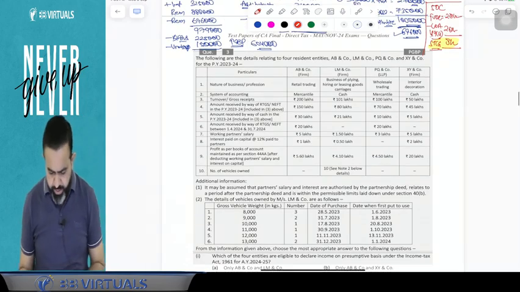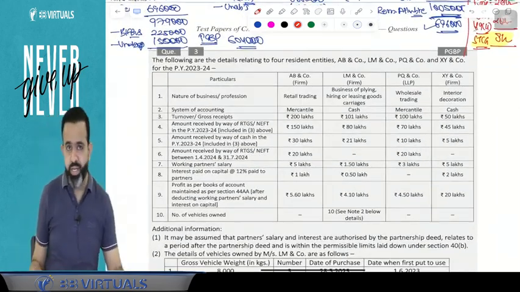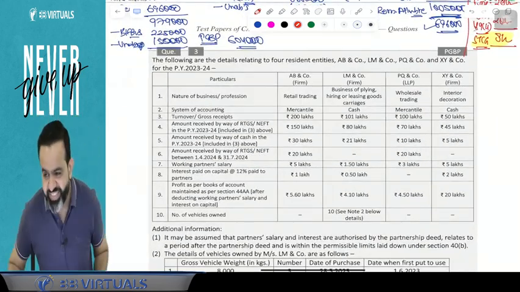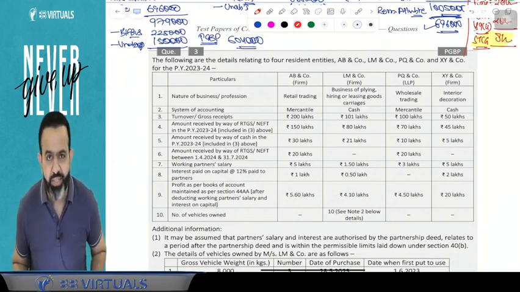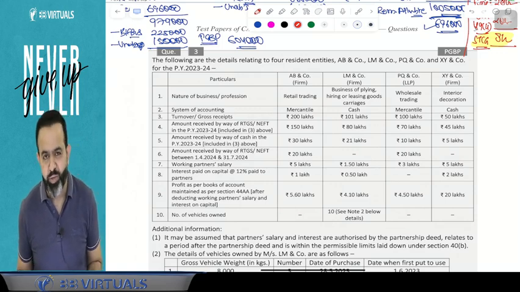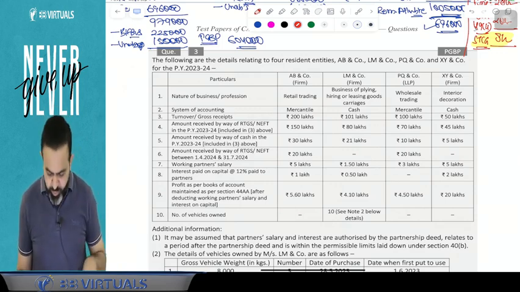Yeah, done. Now we are going to start with one more case scenario, and this is also very interesting. This case scenario is on presumptive basis taxation, like 44AD, 44ADA and 44AE.